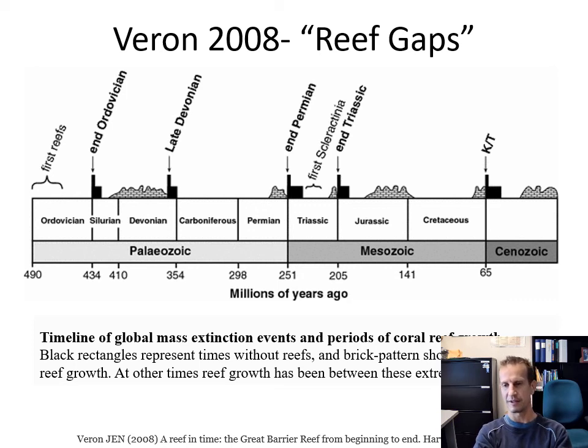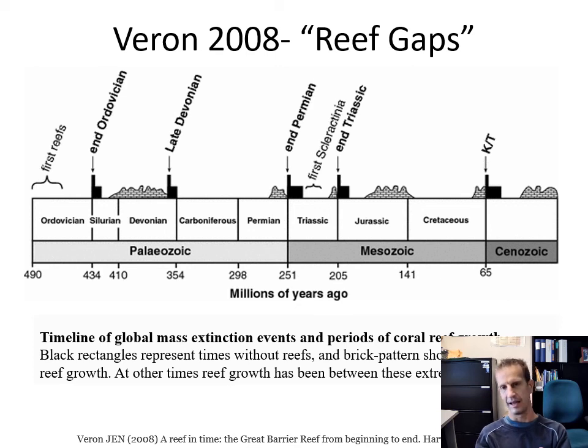And then the famous dinosaur-ending extinction at the end of the Cretaceous period also ended coral reefs for a few million years before they started to build up again in the last 30 million years or so. And so they call these time periods in history that were reefless reef gaps. And one of the worrying things that scientists talk about today is whether we're going to enter another reef gap, a period where there's mass extinction of the reefs that we have today, and that will take millions of years for us to recover from.